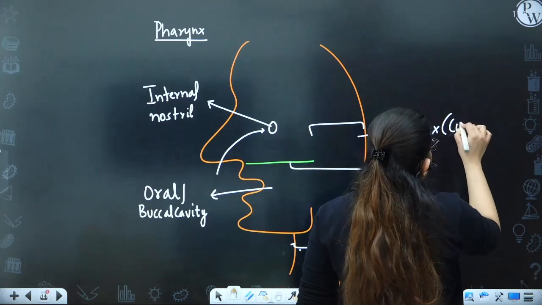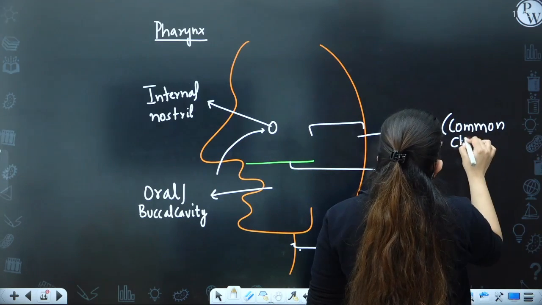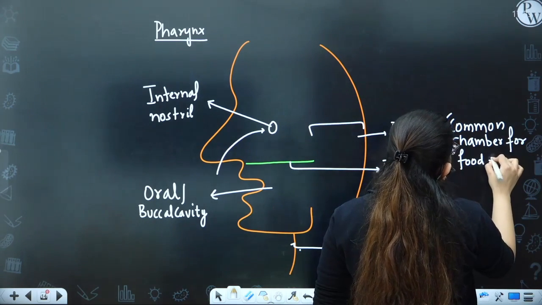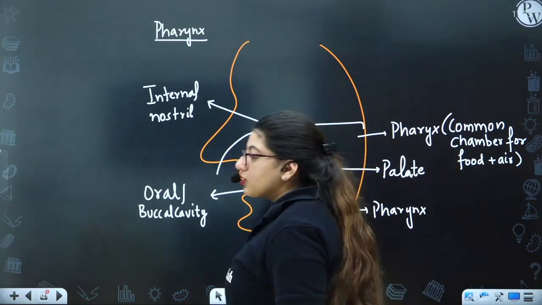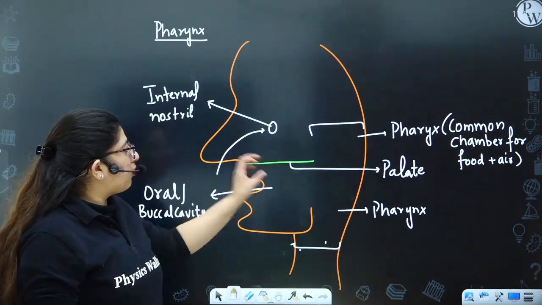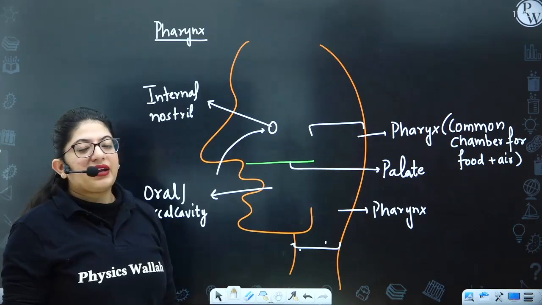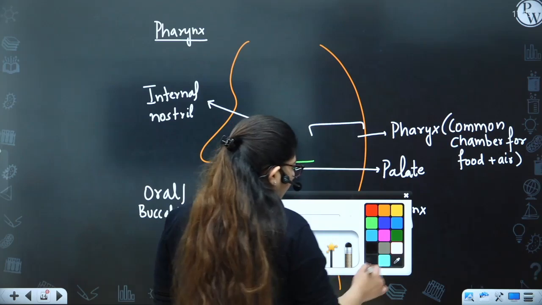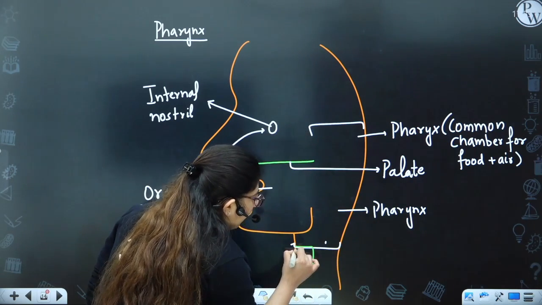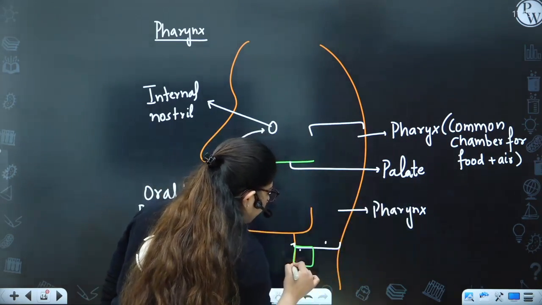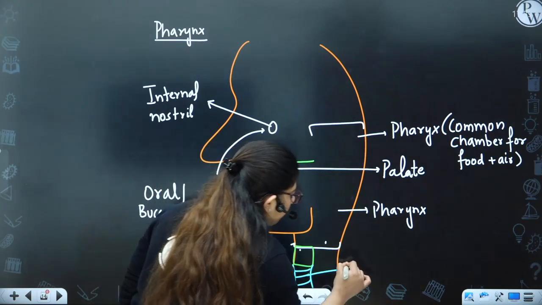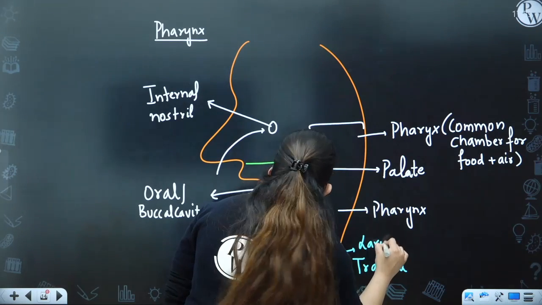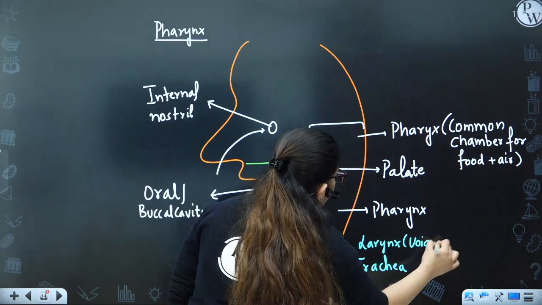It's a common chamber for food and air. So from here, both food and air enter. From here the food, and from here the air. Now this pharynx opens into a small part, that is the larynx. So this is the larynx, and the larynx is present on your windpipe or trachea. What is larynx? Larynx is your voice box.